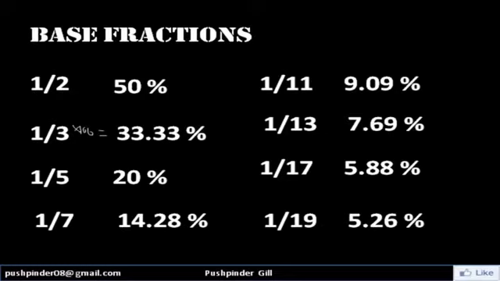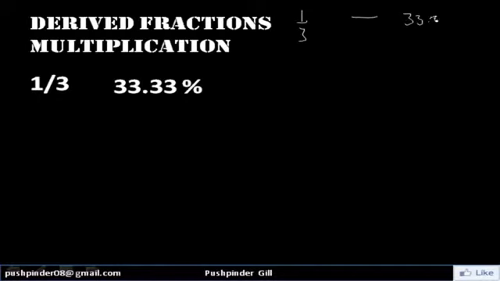So this is how, and now these are all the base fractions, right? So these are not the end of the world. Further, there are some derived fractions from this base fraction that we're going to learn from this method here. So 1 by 3 is 33.33%, right? So let me just write it down. 1 by 3 is 33.33%. What happens if I multiply the fraction by 2?